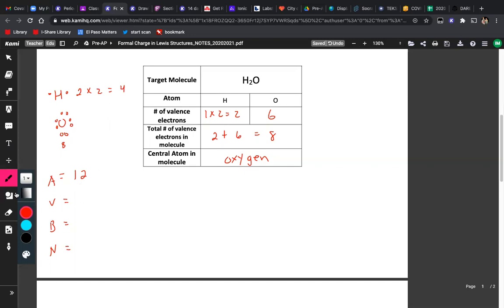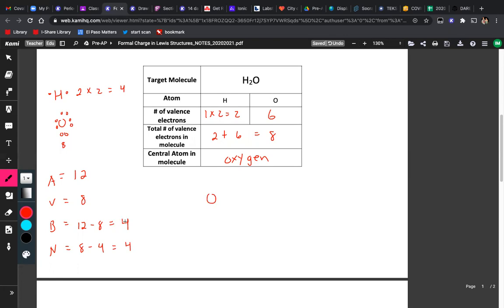The number of valence electrons, we have that number right here. We have 8, okay? The number of electrons that'll be used for bonding is just A minus V, which is 12 minus 8. That gives us 4, all right? So these are our bonding electrons. The number of non-bonding electrons is going to be V minus B, which is 8 minus 4. That also gives us 4. All right. Central atom is going to be oxygen.